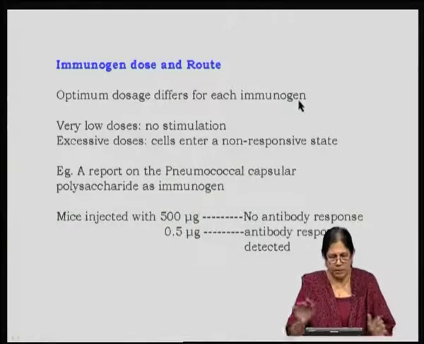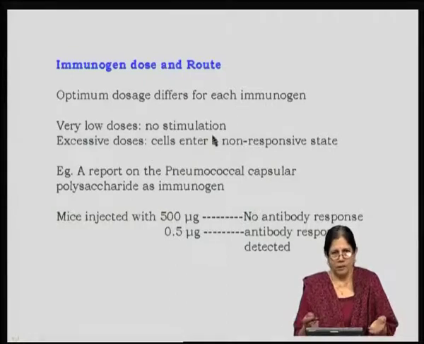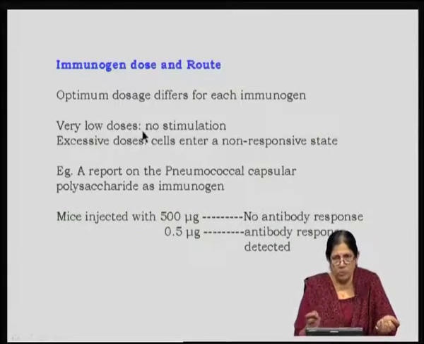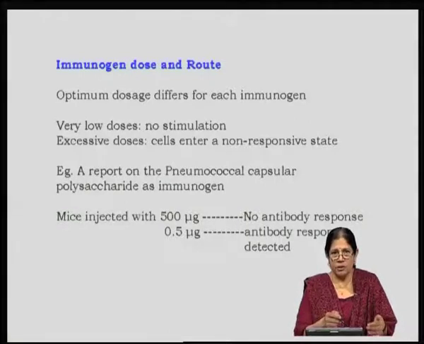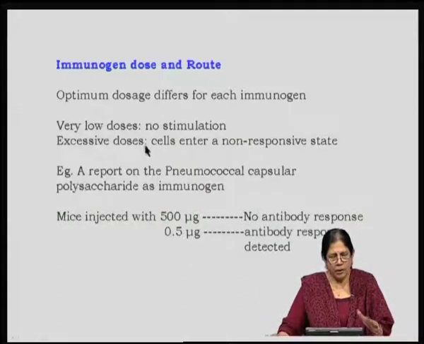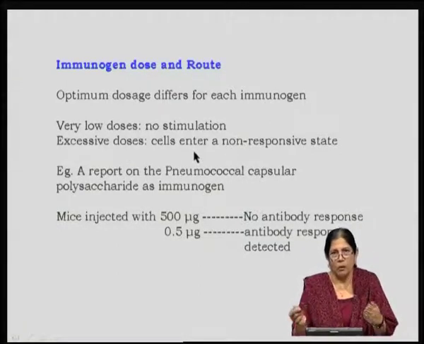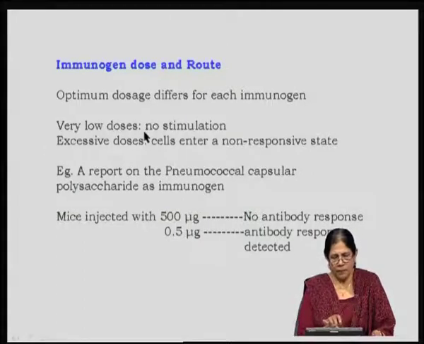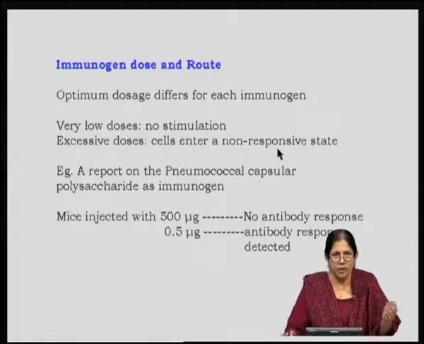So, optimum dose varies. Very low doses, by whatever I said now, would give no stimulation at all of B cells, because even before the B cells recognize, the immunogen is in such low concentration that it is already thrown out of the system. However, it does not mean that an excessive dose is going to improve responsiveness. If there is excessive immunogen, then B cells enter a non-responsive state. There is too much activation.